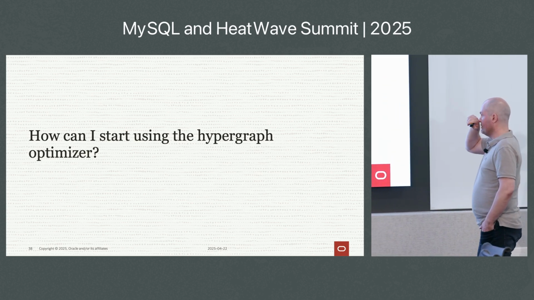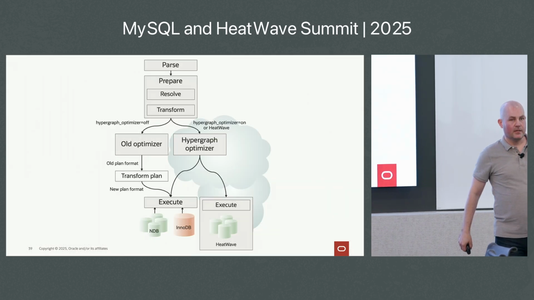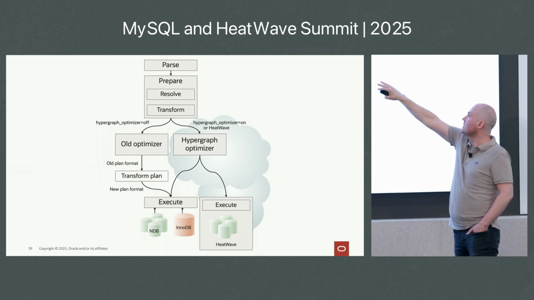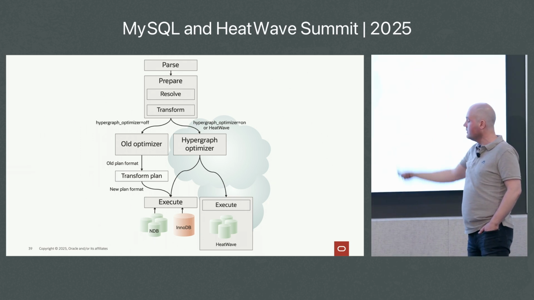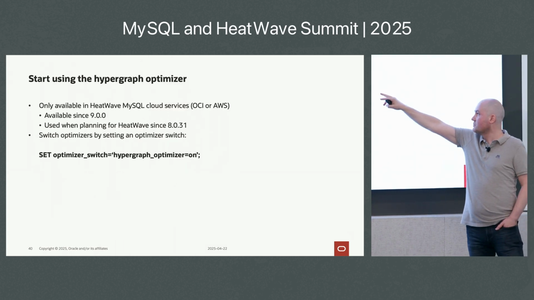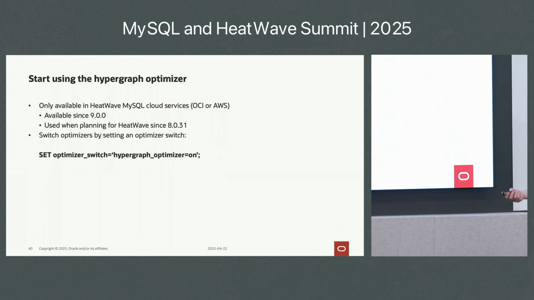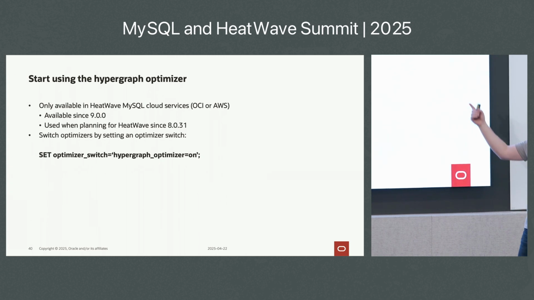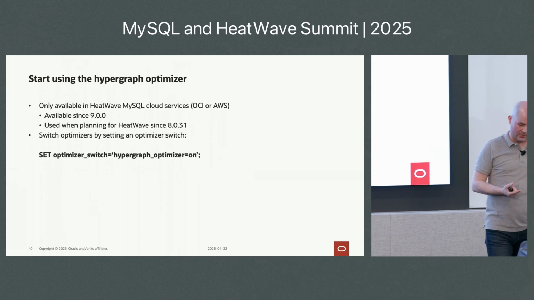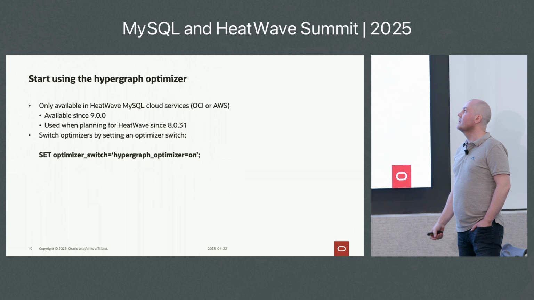Okay, so at the end, how can you start using this? There's a trick here with the hypergraph optimizer equals off and optimizer equals on. That's an optimizer switch. So if you set the optimizer switch hypergraph optimizer to on, then you're using the hypergraph optimizer. It's as easy as that. And since 9.0, you could do that in the cloud. You can't do this on-prem or in the community edition at the moment. We haven't enabled that. But in the cloud, since 9.0, you can do that.